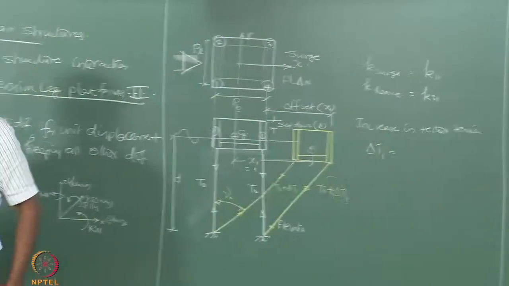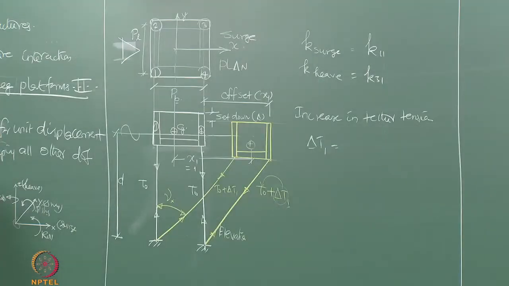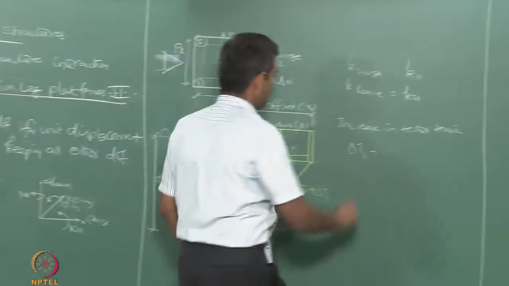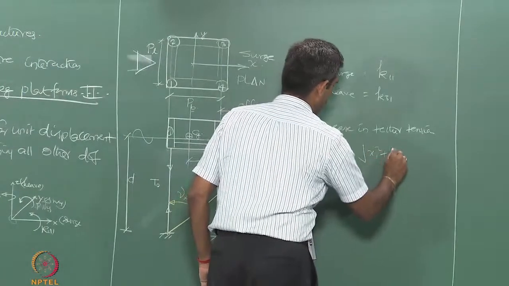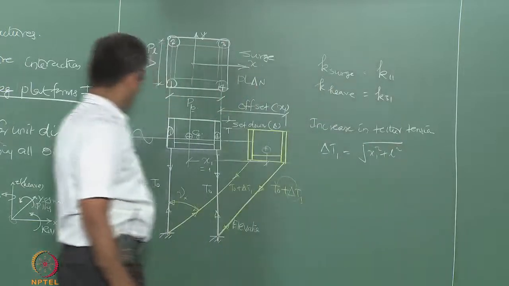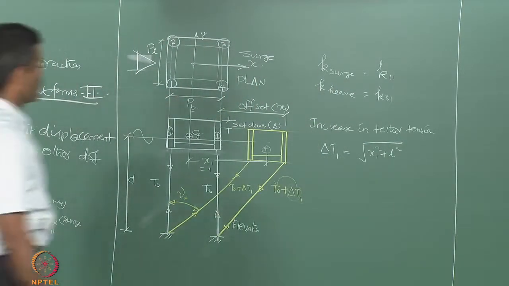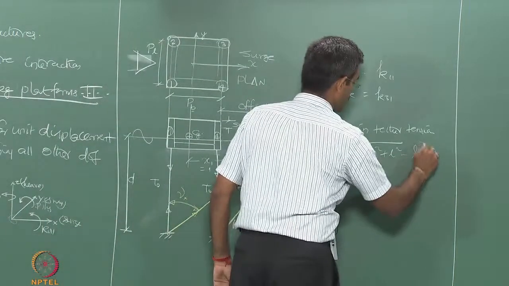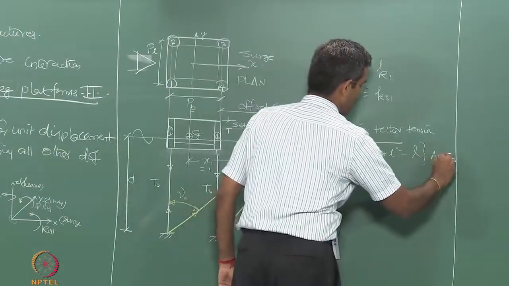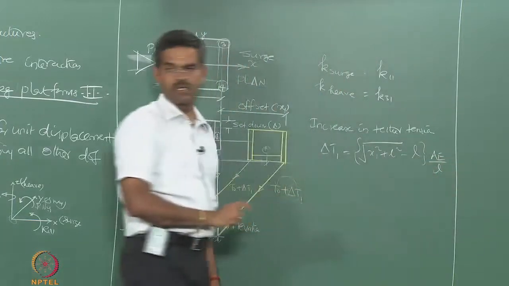It is nothing but the change in length with the AE by L, that is the axial stiffness of the member. The change in length from here can be easily found out as the root of x1 square plus L square minus L. That is the change in length, multiplied by the axial stiffness, will give me my delta T1.